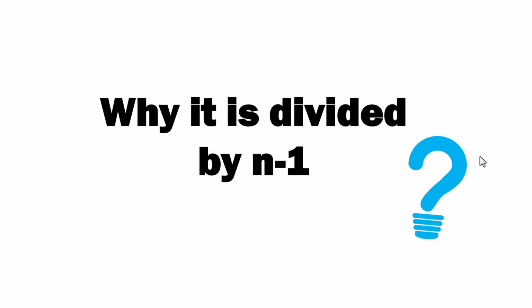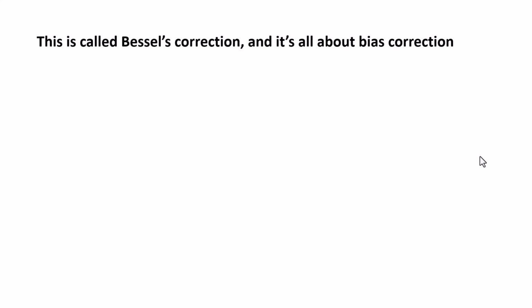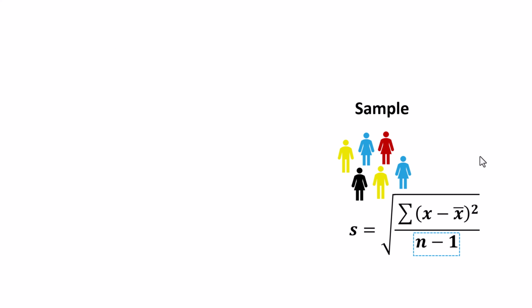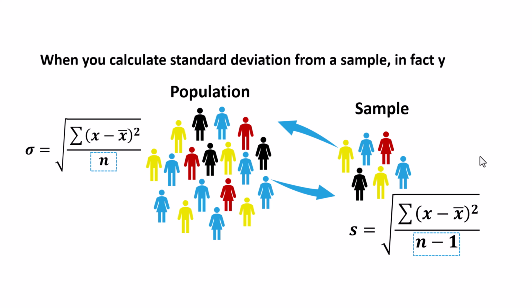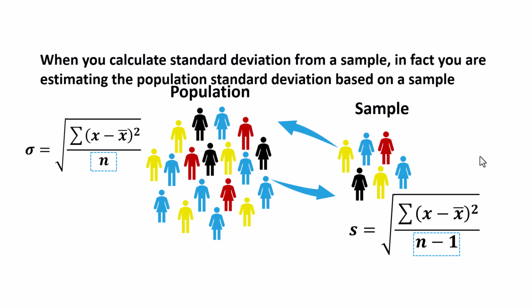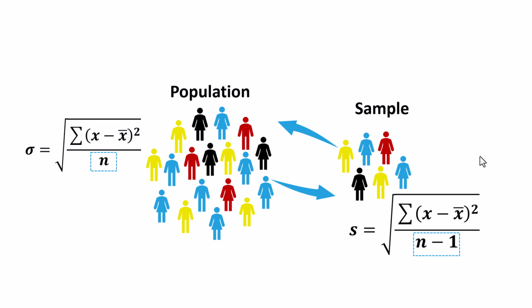Why is it divided by n-1? Here is the million-dollar question. Why not divide by n? Why subtract 1? This is called Bessel's correction, and it's all about bias correction. When you calculate a standard deviation from a sample, in fact, you're estimating the population standard deviation based on a sample. To compute an unbiased sample standard deviation, you divide by n-1 instead of n.